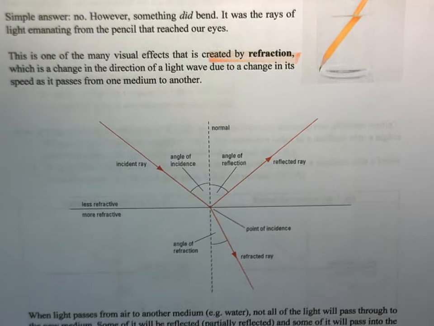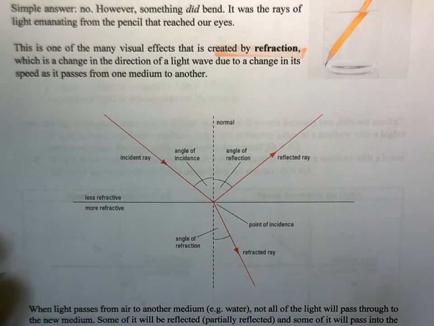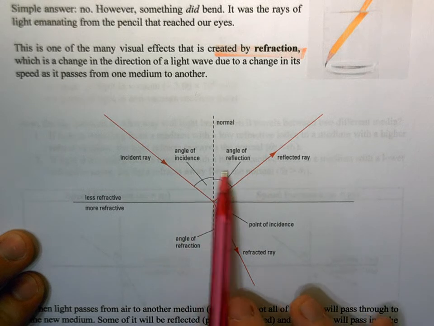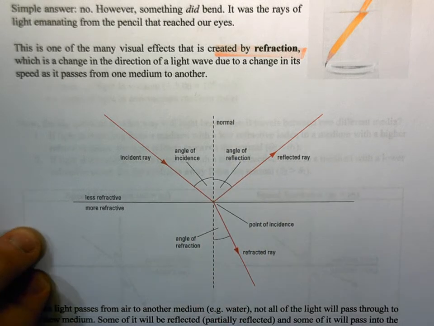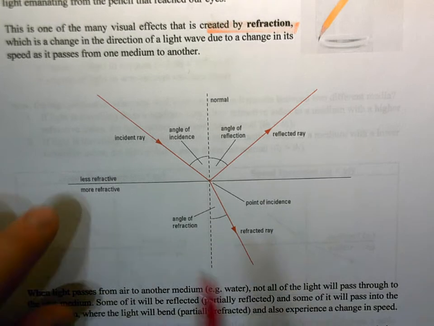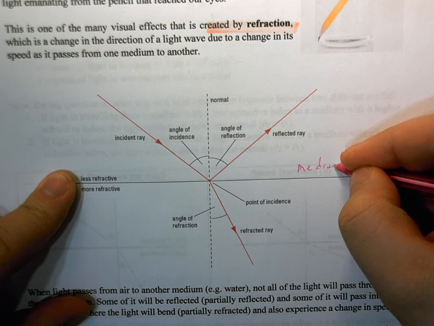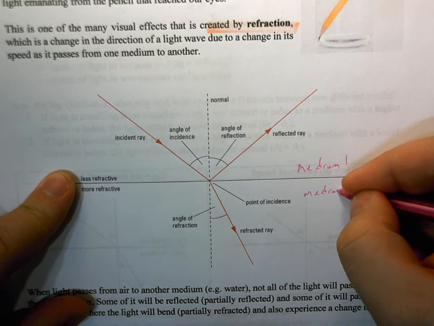Looking at a basic ray diagram, what we've looked at so far is an incident and a reflected ray. So we have that angle of incidence and that angle of reflection taken relative to the normal. What we're going to introduce now is a medium 1, we'll say. So this is medium 1 and this is medium 2.